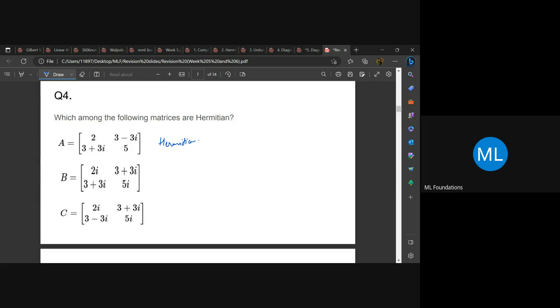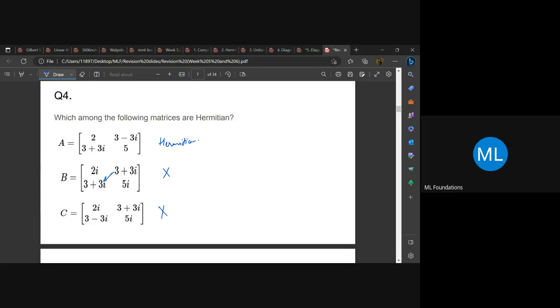Again 3 plus 3i, same as 3 plus 3i, so it is not Hermitian. And this is 3 plus 3i, and you have 3 minus 3i. The diagonal elements are not real in this case, so it is not Hermitian.